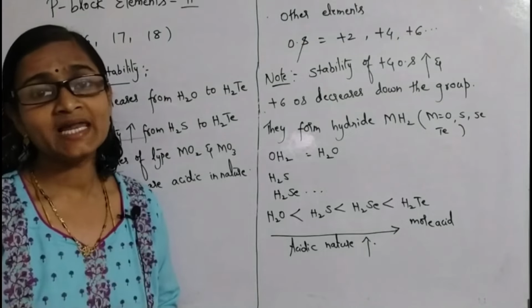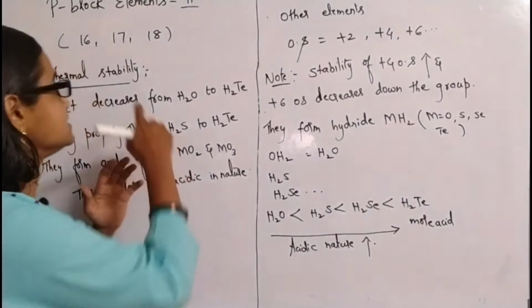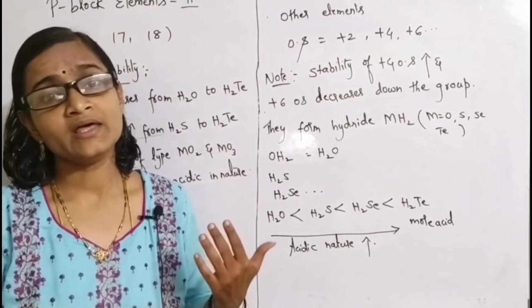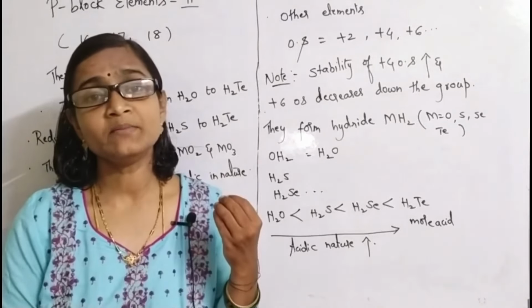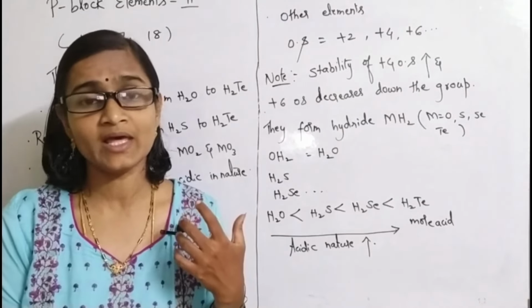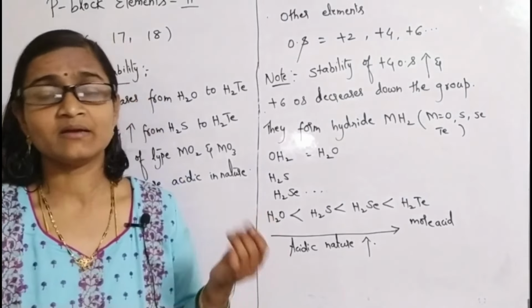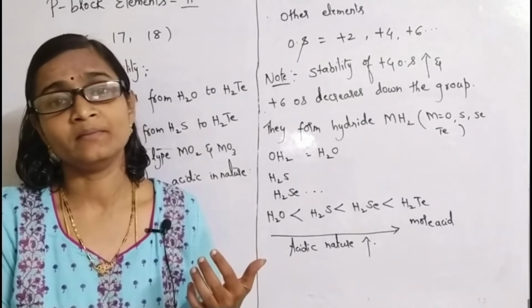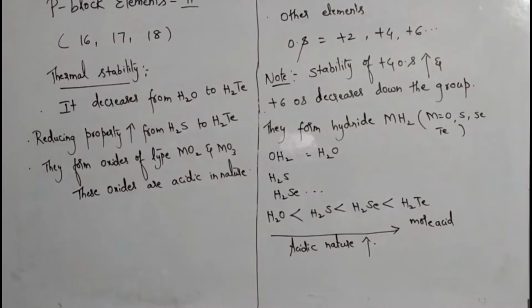Metallic oxides are basic. If you go for these 6A group elements, you are finding mostly non-metals. Only polonium is a metal. Selenium and tellurium are metalloids. So if you go for their oxides, they exhibit acidic character. Very weak acids, but still they exhibit acidic character. So generally the oxides of this group elements are acidic in nature. Please remember that point.